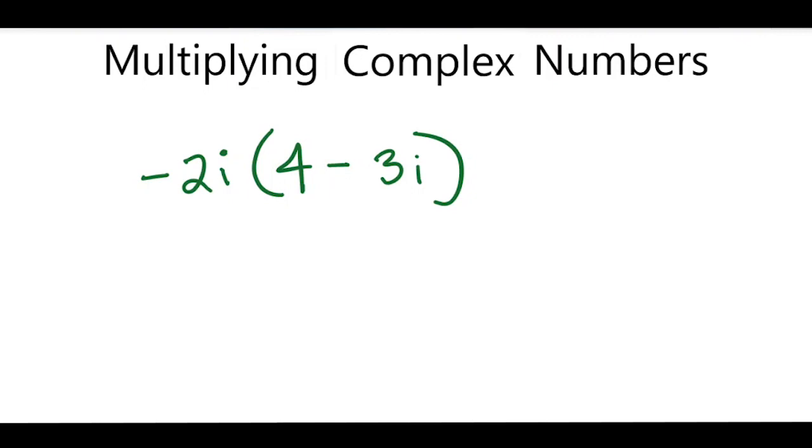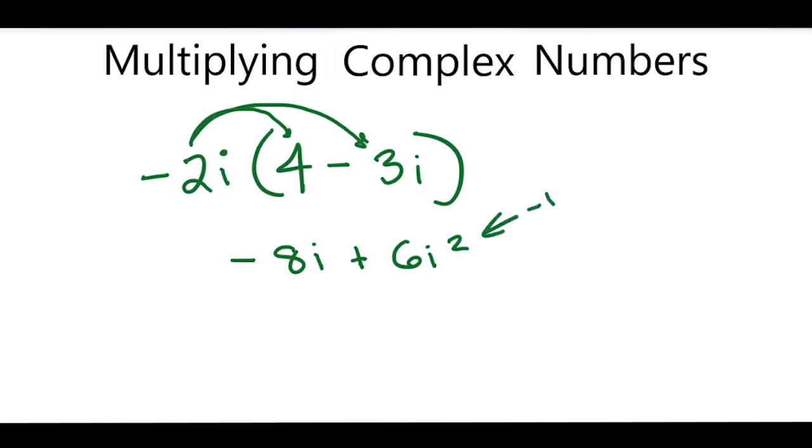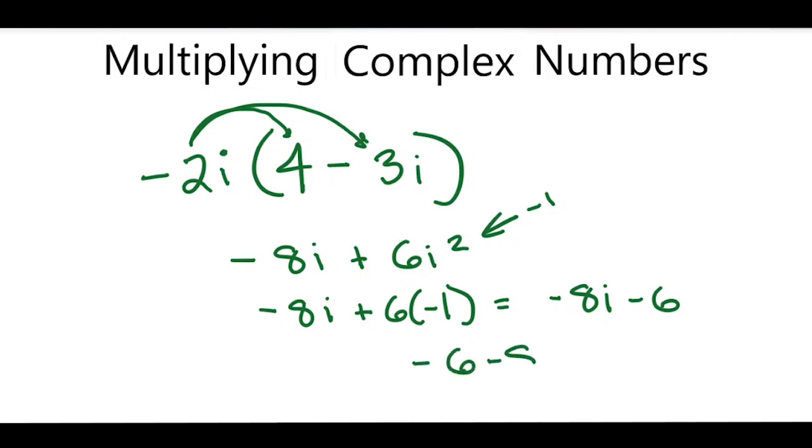So here I have negative 2i times (4 minus 3i). So I will distribute my negative 2i into the parentheses. And that's going to leave me with negative 8i plus 6i squared, because a negative times a negative is positive. And remember that i squared is negative 1. So I'll rewrite this as negative 8i plus 6 times negative 1, which equals negative 8i minus 6. And now I can rewrite this in standard form because the real part should come first, which is negative 6 minus 8i.